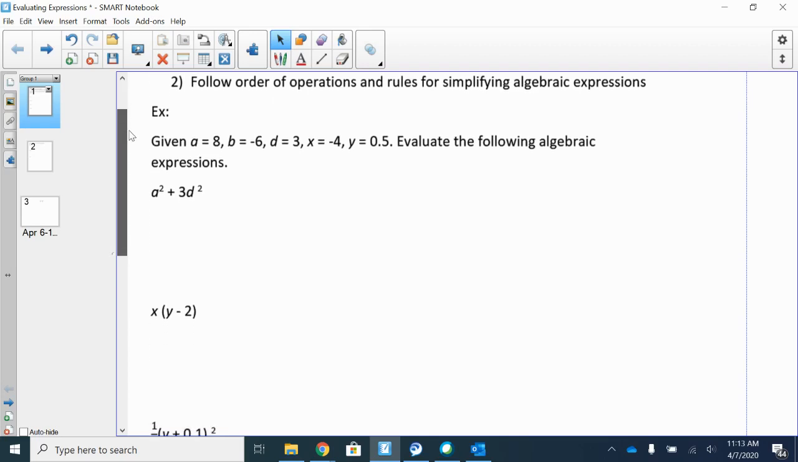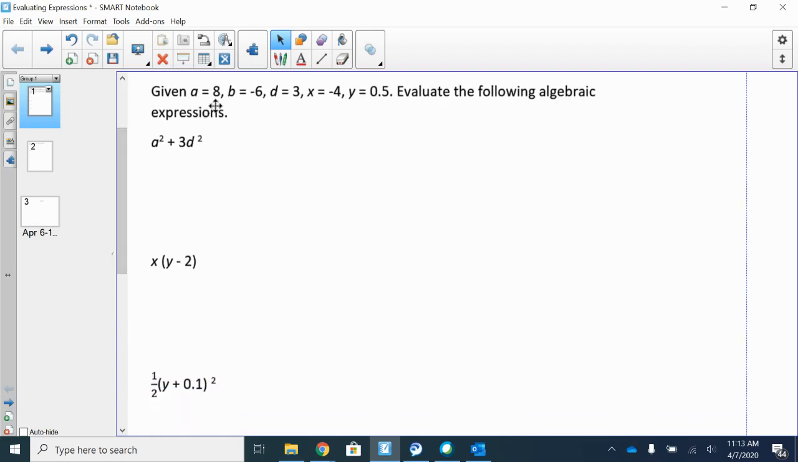So here, we're given values for the variables: A is 8, B is -6, D is 3, X is -4, and Y is a half or 0.5. We want to evaluate the following expressions down here below.